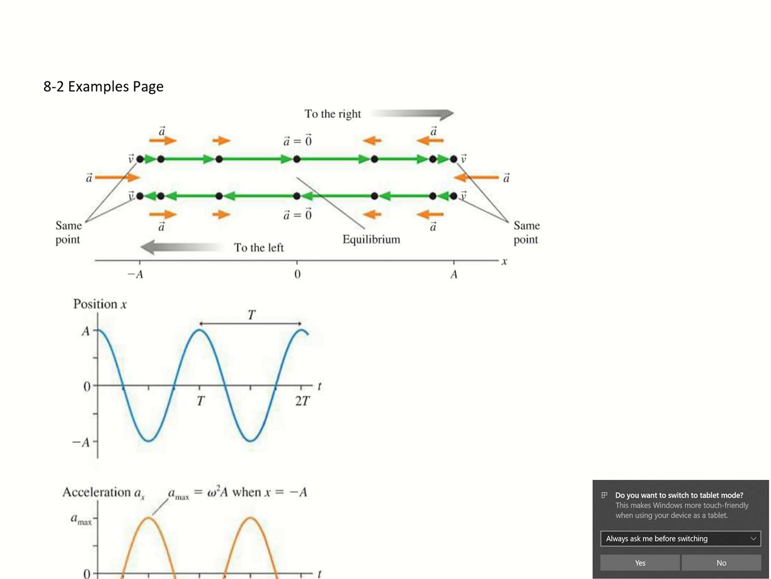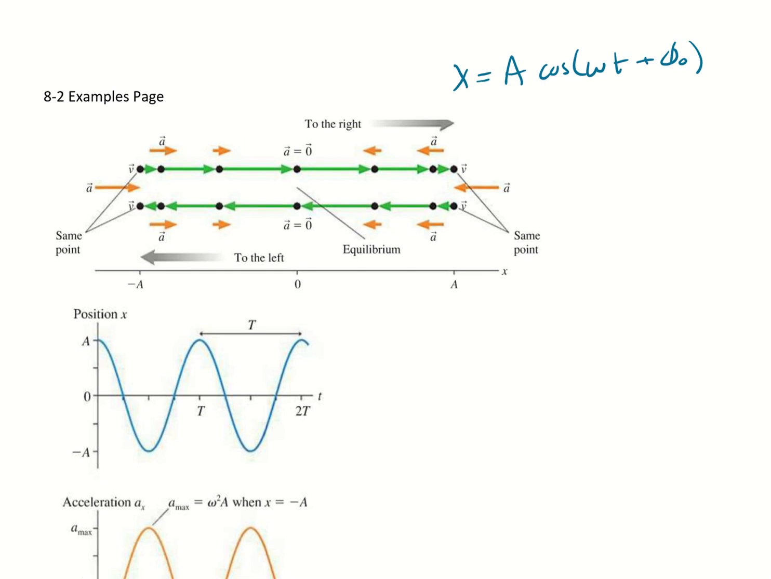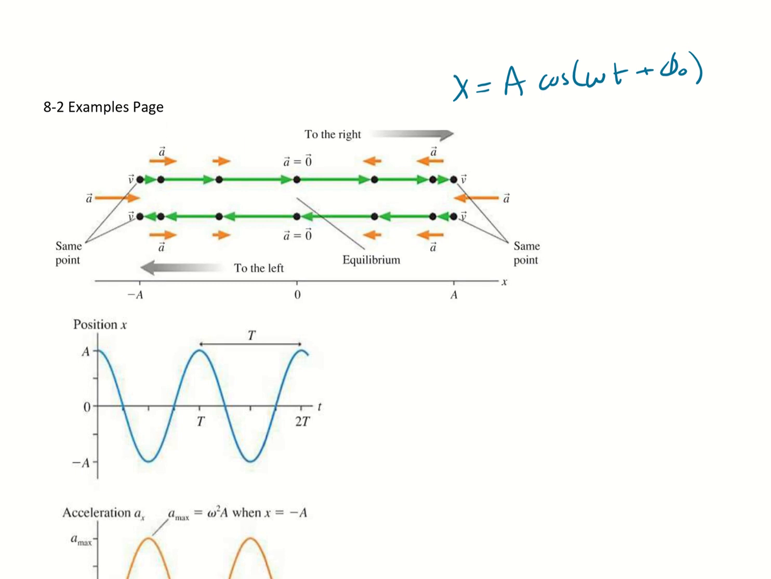What we're going to see in this section is a lot more practice with representing our function. We've seen the variations of our function, where the phase constant comes into play. We'll get more practice with that, and then see how we can apply this to both spring situations and pendulum situations. So we're going to look a lot more at simple harmonic motion in this chapter.